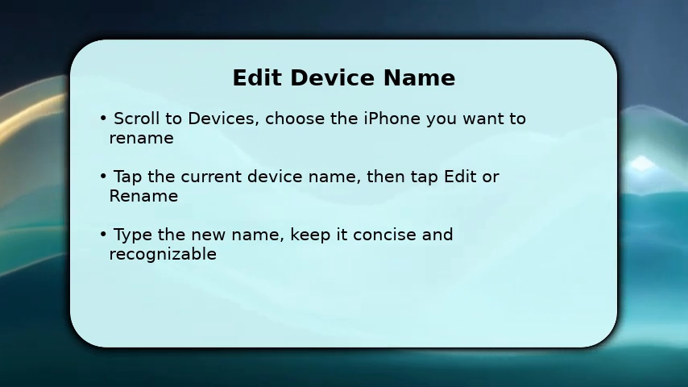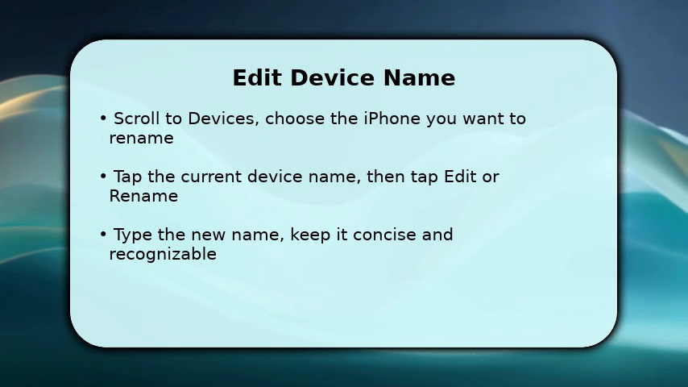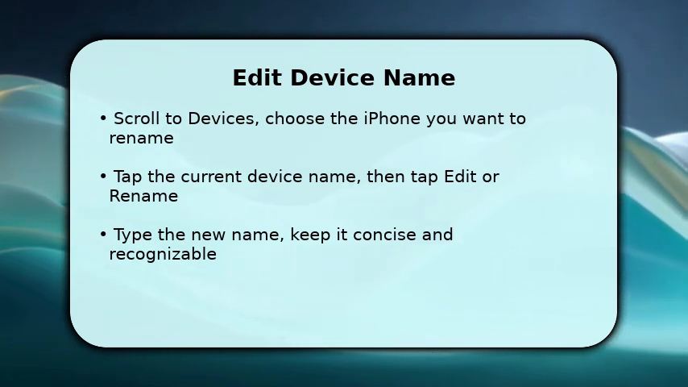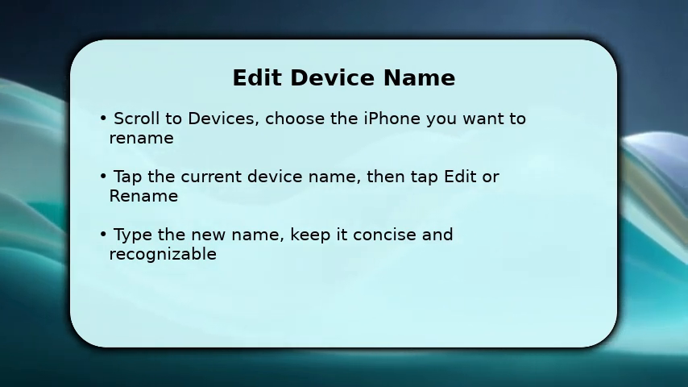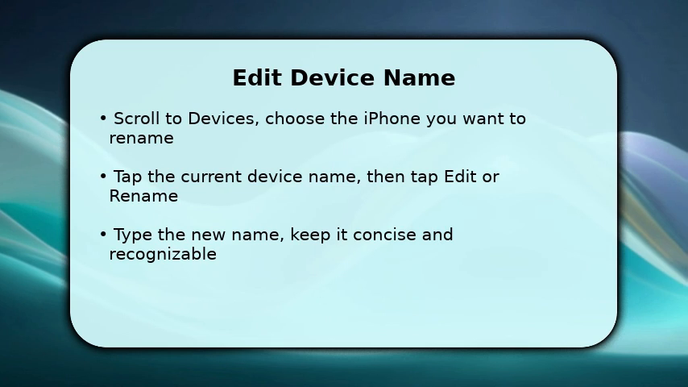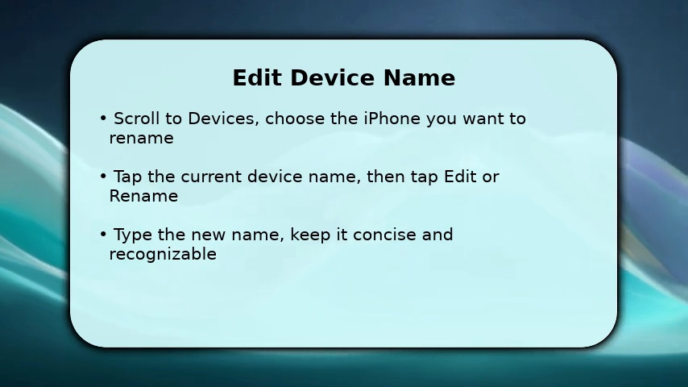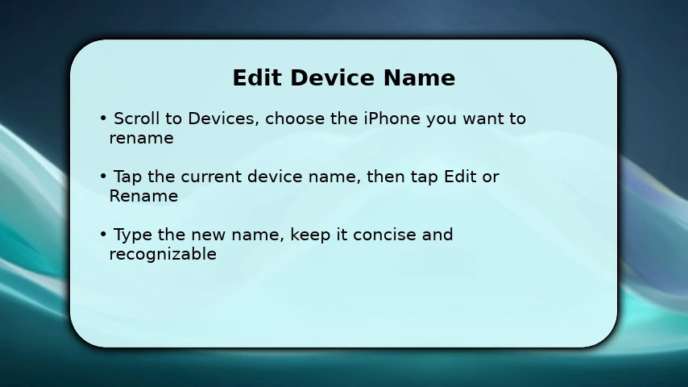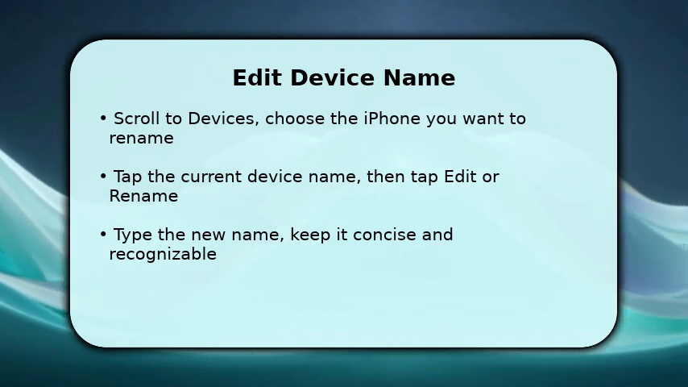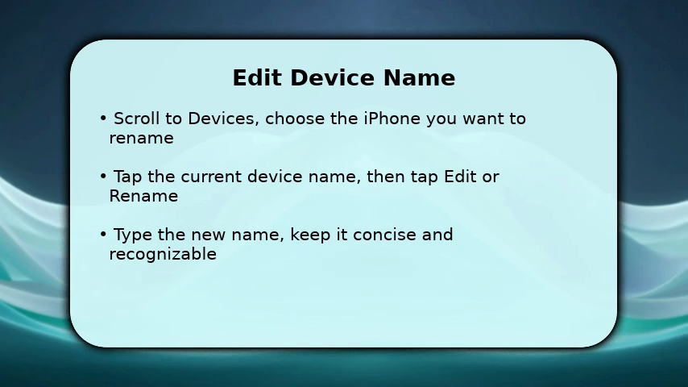Tap the name field and choose Edit or Rename, then type the new name you want to show in AirDrop, iCloud, and network listings. Make sure the name is concise and unique so other devices can identify it easily. Once entered, tap Done or Save. The change propagates to linked Apple services shortly after.